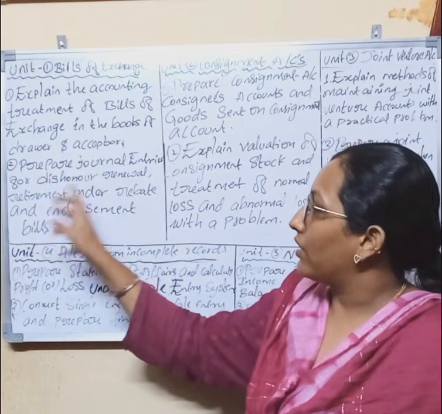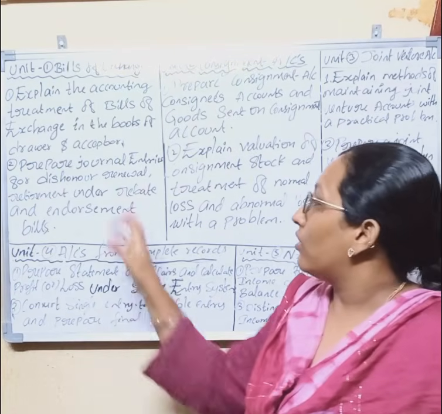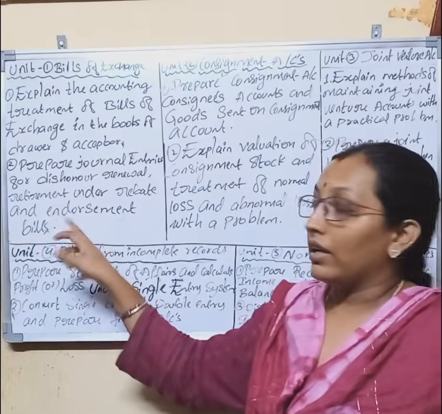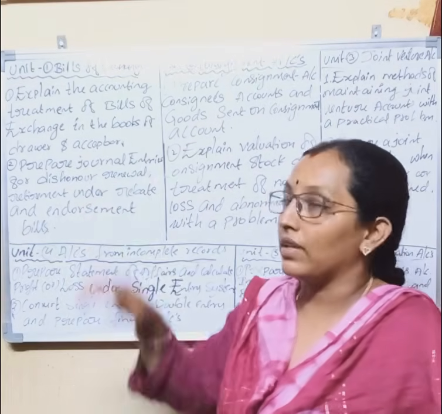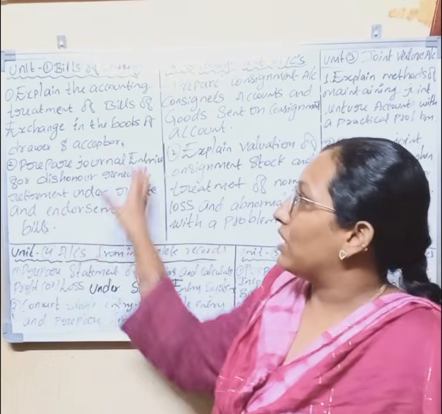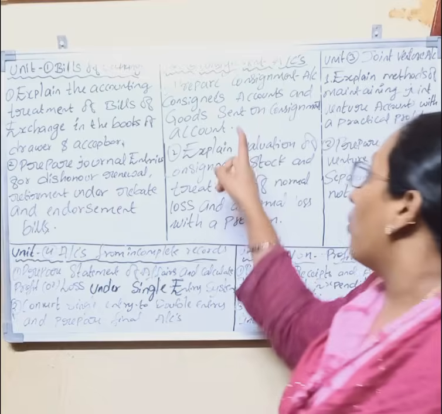So, explain the accounting treatment of bills of exchange in the books of drawer and acceptor, and after that prepare general entries for dishonor, renewal, retirement under rebate and endorsement of bills. On the basis of this we have to prepare the general entries. That is completely about unit 1, bills of exchange. Please note it down. Now unit 2.